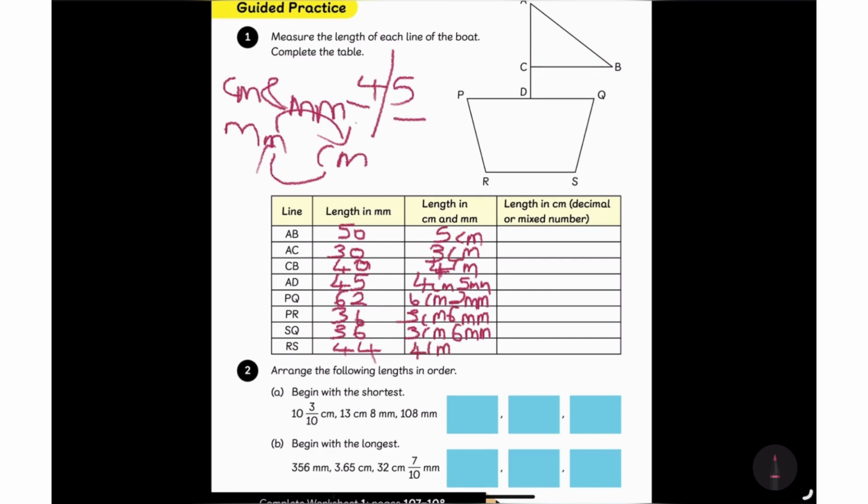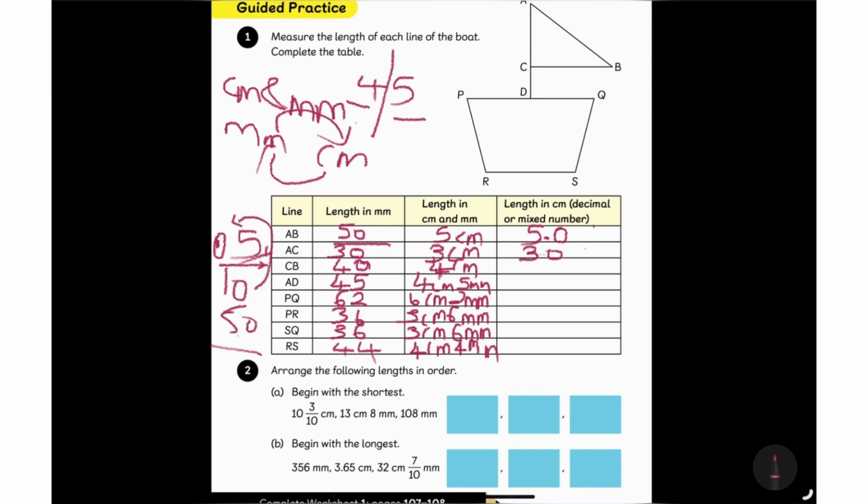Now comes length in centimeter, decimal or mixed number, right? So I will take my value and try to put it in decimal or mixed number. When I take my 50 millimeters, that is how I will get this answer as 5.0 because I have decimal. This will become 3.0. You know why this 0.0 is coming, right? Because there is 10, right? When I have 10, when I transfer, it becomes, sorry, conversions now.